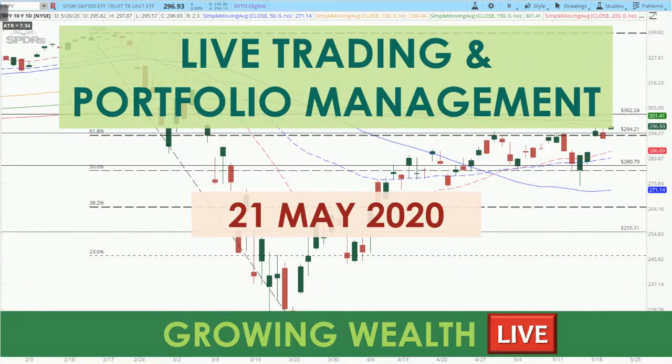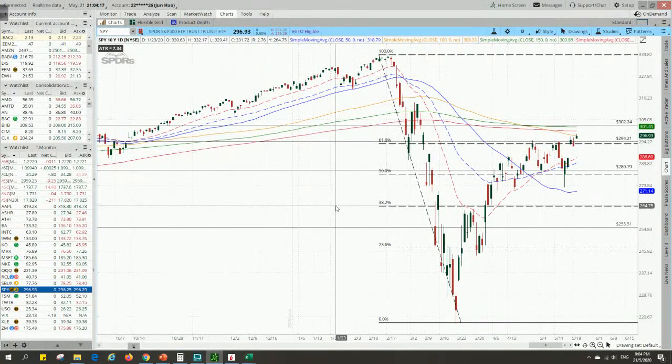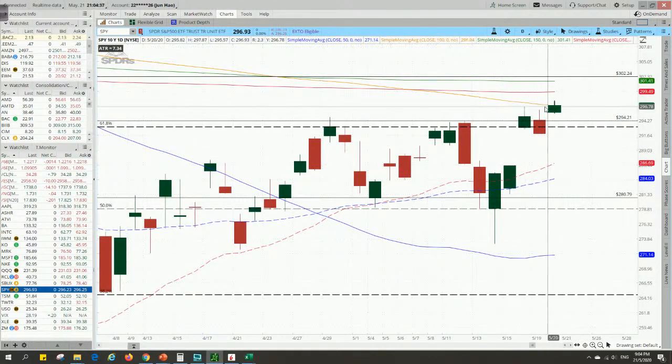So let us first pay a visit to the general market, the SPY, S&P 500, which tracks the general US broad market. This is the daily chart and this is the current situation that we are in right now. We have a green bullish candle as of yesterday's close, and it has obviously been resisted by the 100-day moving average so far.